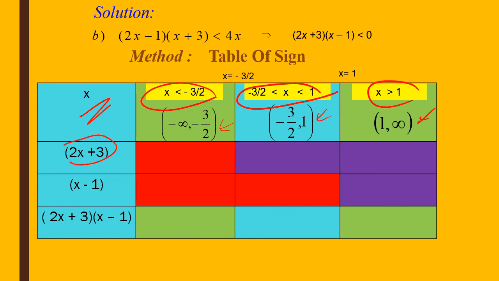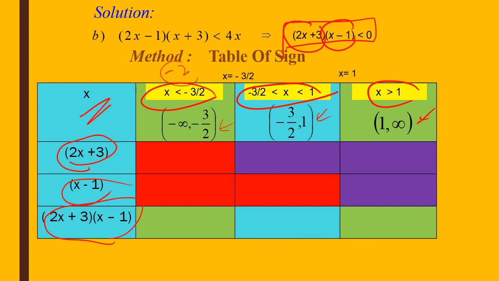The first one is the first factor. The second one is the second factor. We want to check each factor in each area. And then the third one should be the multiplication, the question. Okay? So for x less than -3/2, the value we can take is -2. So -2, check in each factor. Substituting -2 into 2x plus 3, we get -4 plus 3, negative. For this part also, we substitute in this form: -2 minus 1, so -3. So both will be negative.